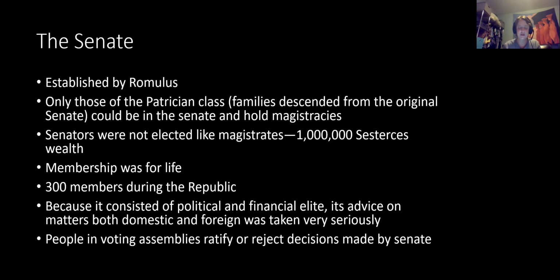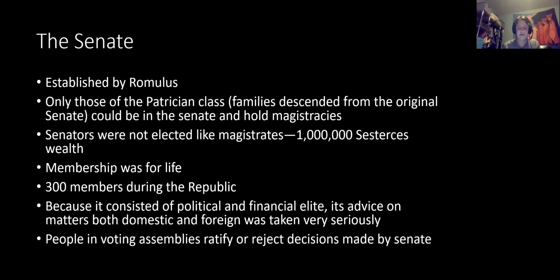Unlike magistrates, senators were not elected, but instead had to meet a wealth requirement of 1 million sesterces. The censor would determine the wealth of each family and then choose senators from those who had been elected to at least quaestor, a magistracy we will learn about shortly. Membership in the Senate was for life. At the height of the Republic, the Senate seated 300 men. Because it constituted the political and financial elite, its advice on matters both domestic and foreign was taken very seriously.